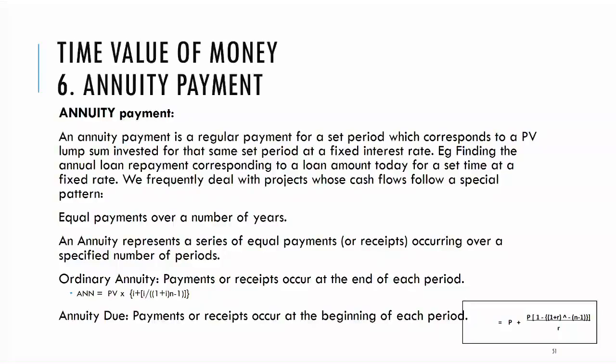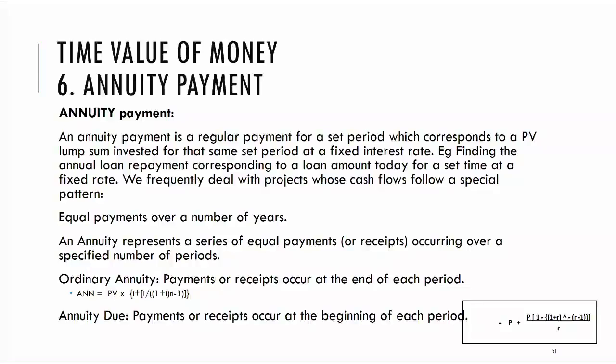Last one, annuity payment. An annuity payment is a regular payment for a set period which corresponds to a present value lump sum invested for that same set period at a fixed interest rate. Example, finding the annual loan repayment corresponding to a loan amount today for a set time at a fixed rate.